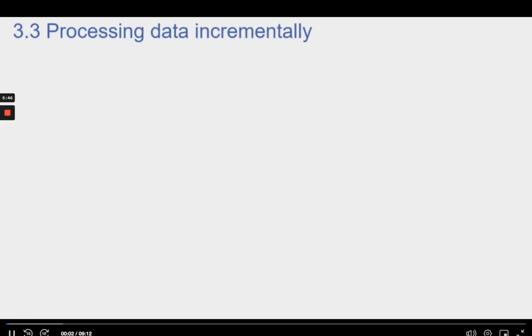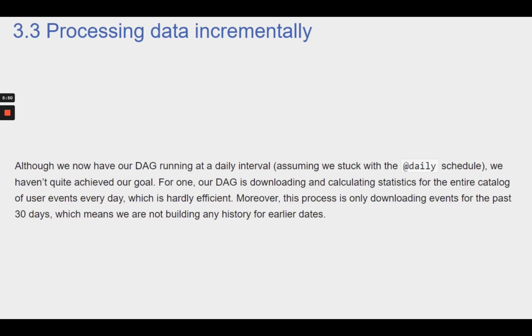Section 3.3, Processing Data Incrementally. Although we now have our DAG running at a daily interval, assuming we stuck with the @daily schedule, we haven't quite achieved our goal. For one, our DAG is downloading and calculating statistics for the entire catalog of user events every day, which is hardly efficient. Moreover, this process is only downloading events for the past 30 days, which means we are not building any history for earlier dates.